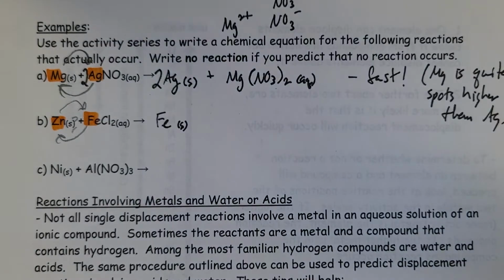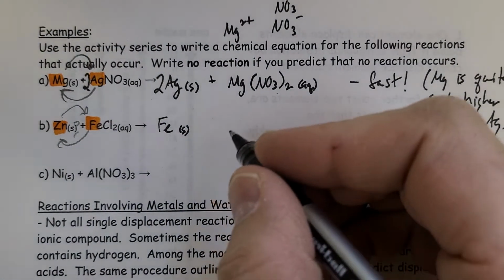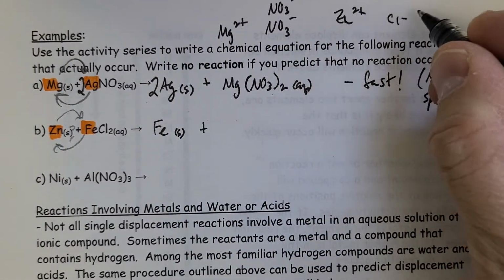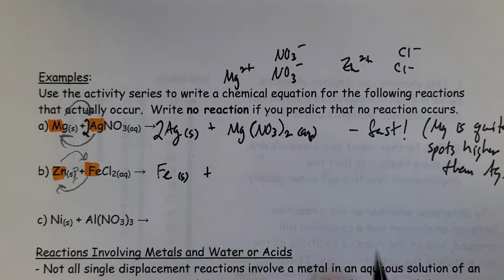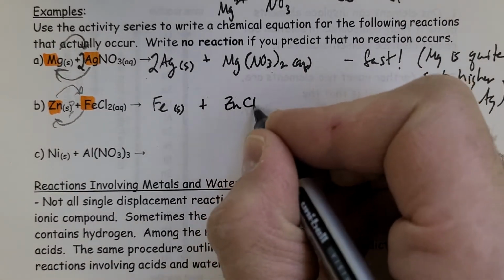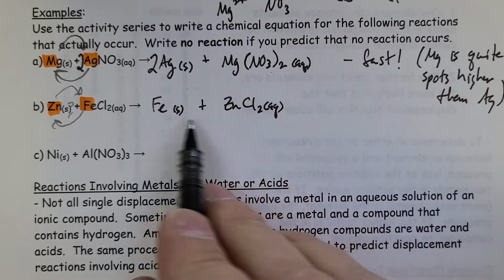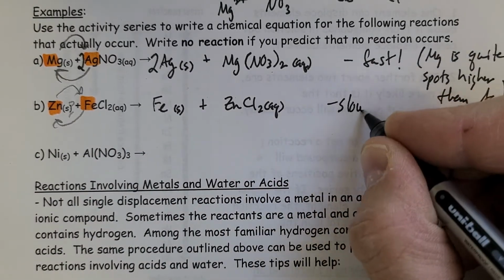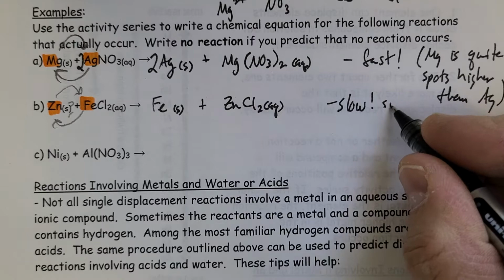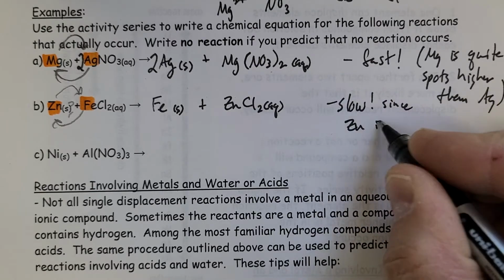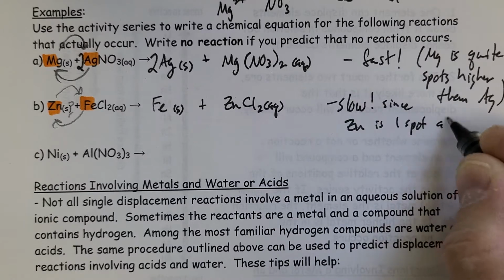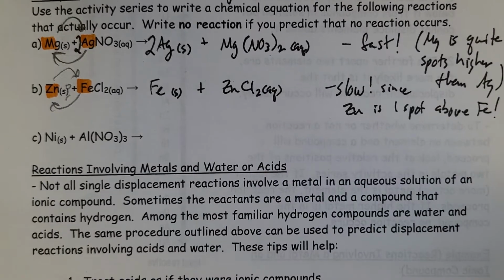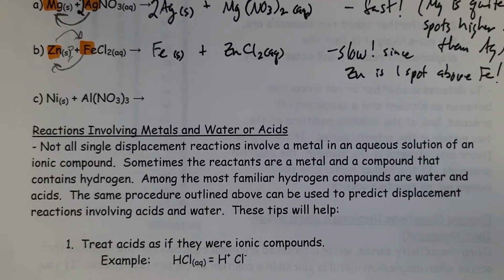So solid iron comes out of solution, and then we'll have zinc chloride. Just to check here, zinc is 2+, chloride's 1-. So yes, we'll have to have 2 chlorides for every zinc. And let's see, 2 Cl, 1 iron, 1 iron, 1 zinc, 1 zinc. So we would say slow, since zinc is 1 spot above iron. So likely be slow because it's just a little bit more active.